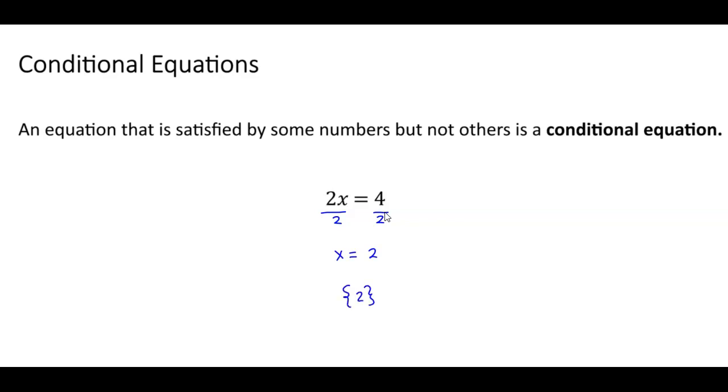Okay? This is conditional because there's only one solution to this particular equation. If we check this by saying 2 times 2 equals 4, well, that checks. That means 2 is the only number that is a solution to this equation. So therefore, this is considered a conditional equation.